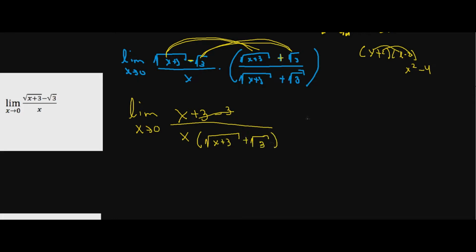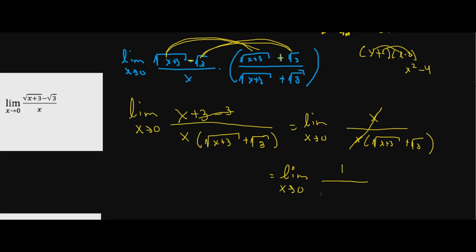So now we finally get the limit as x approaches 0 of x divided by x times the square root of x plus 3 plus the square root of 3. You'll notice these also cancel out. Therefore, we get the limit as x approaches 0 of 1 over the square root of x plus 3 plus the square root of 3. Now we can just plug in 0 for x, and I get the square root of 3 plus the square root of 3. And so my final answer is 1 over 2 square root of 3.